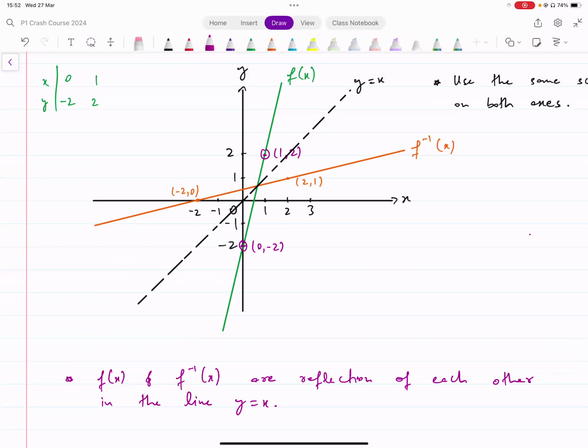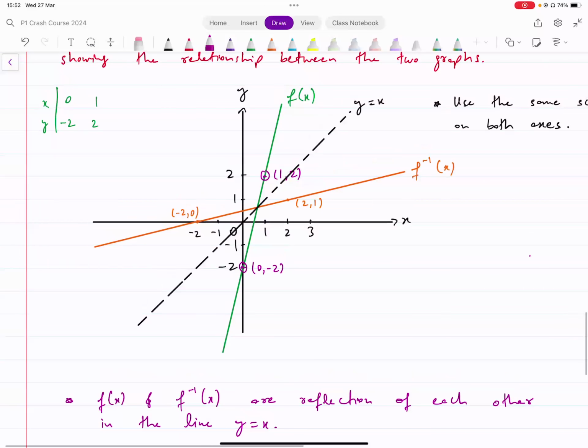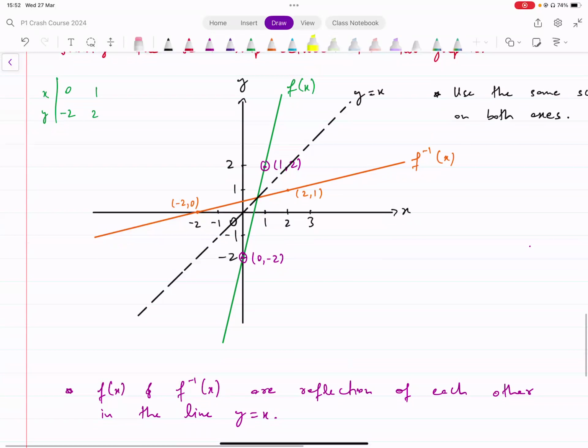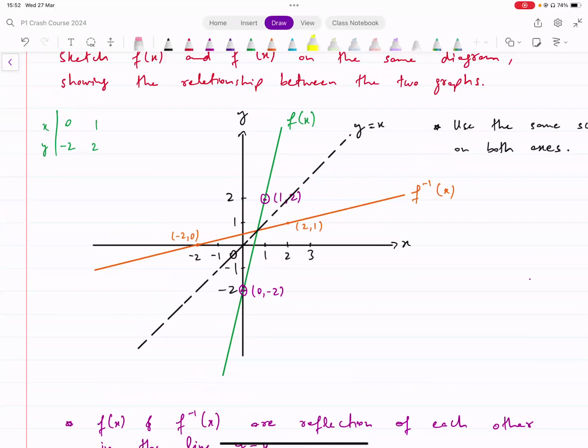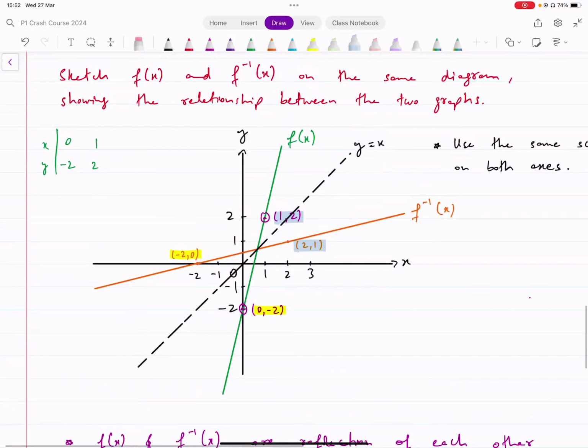f of x and f inverse of x, they are going to be reflections of each other. So that's a general rule that works here. So how do you draw graphs of f of x and f inverse of x? What you can always do is, without actually finding the function, you could just interchange their coordinates and join those points like this. 0, minus 2 becomes minus 2, 0. And 1, 2 becomes 2, 1. All right. And then you can draw the graph like this.